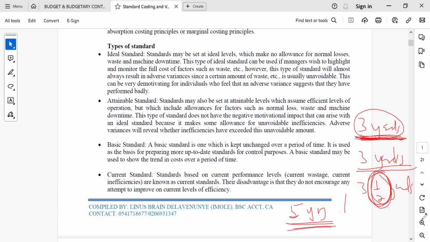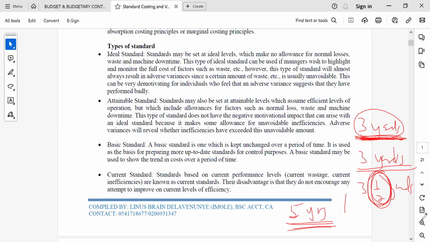Okay, let's come to the current standard. The current standard is a standard that we are using currently. So it is always prepared for a current situation, and current standards are always prepared out of the basic standard. What are we doing today? If you prepare a standard for today, that is a current standard. The current standard is based on current performance levels, current wastage, current inefficiency, just for the current performance. We are preparing it for the current issue at hand.